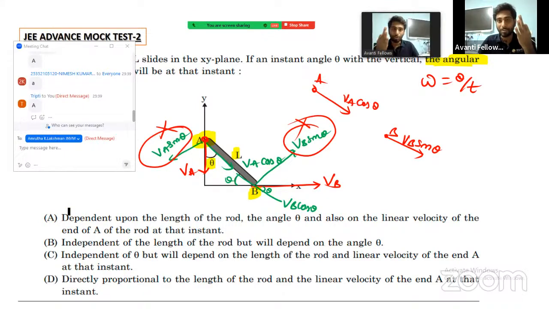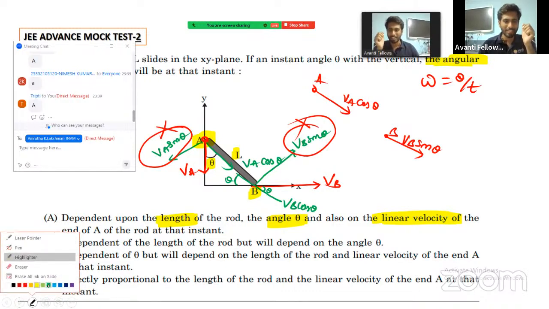It depends on all three quantities, right? Look at option A. It depends upon the length of the rod and angle and also linear velocity. This is the one option which is matching the data we have for the question. Hence the correct option for this question is option A.